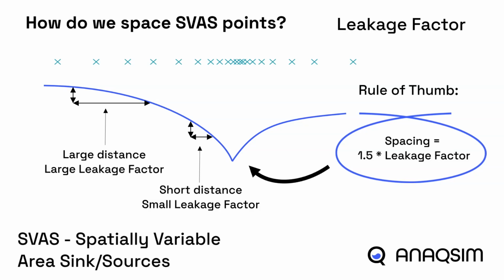Everywhere else, where vertical flow isn't as dominant, you can space them out roughly in the same order of magnitude as the leakage factor. But remember, SVAS spacing isn't set in stone. You can adjust it any time with just a few clicks. So here's a second good rule of thumb. Start with wide spacing, at least 10 times the leakage factor, and refine it as you fine-tune your model.